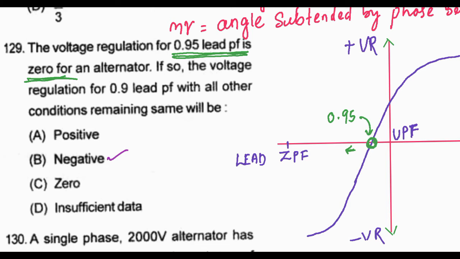So the voltage regulation for 0.9 lead power factor: if we go this way, this will be unity power factor, which is greater than 0.95. So 0.9 lead is less than 0.95, that means in this direction, and if we go in this direction, the voltage regulation comes to be negative. So the answer will be B.